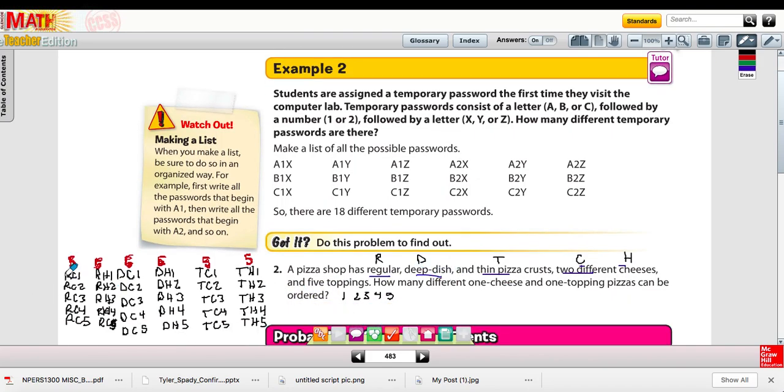And so I made an organized list over here of the regular with cheese and topping 1, regular cheese topping 2, regular cheese topping 3, and so on. This is regular and the other cheese topping 1, regular, the other cheese topping 2. Then I went to deep dish cheese 1, deep dish cheese 2, and then deep dish the other cheese 1. So this is not only a list, but it's an organized list. I'm not just coming up with random combinations. I'm making an organized list to find out there's actually 5 combinations for each type of crust. And what I have there is a total of 30 total possible 1 cheese and 1 topping pizzas that can be ordered.